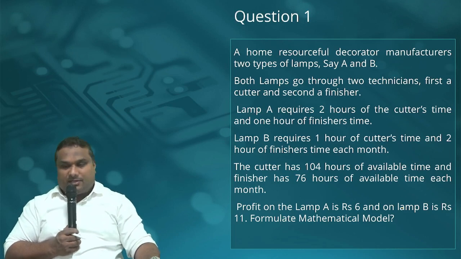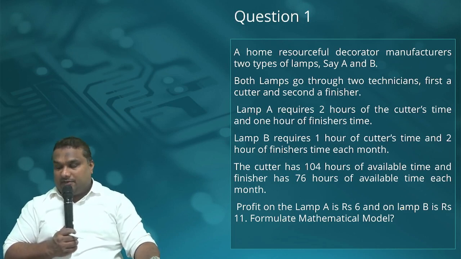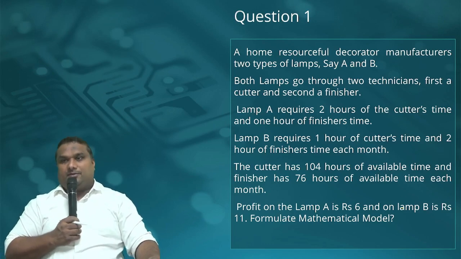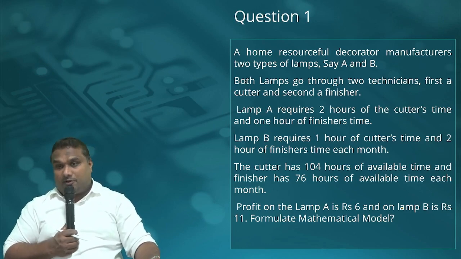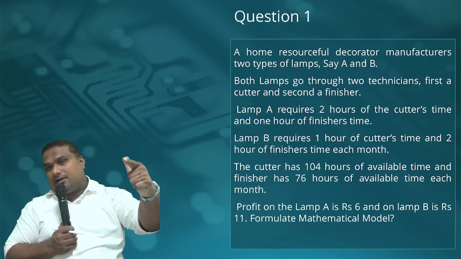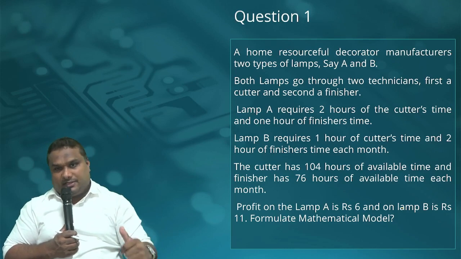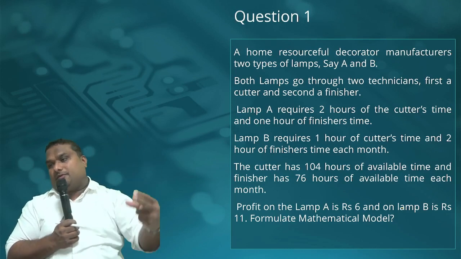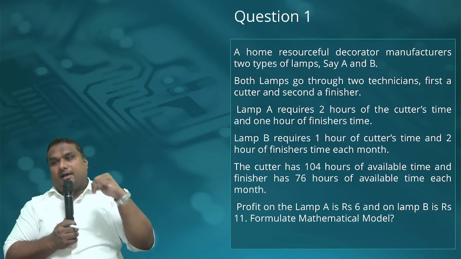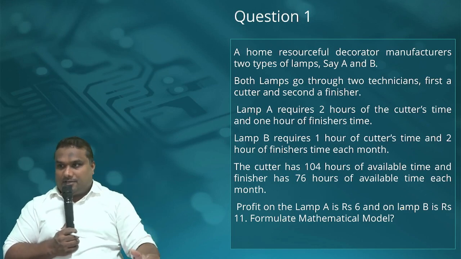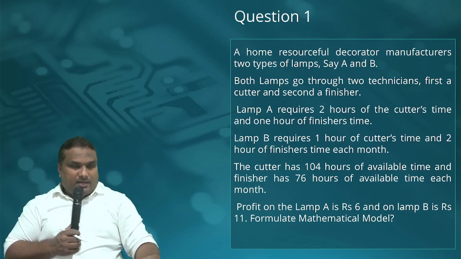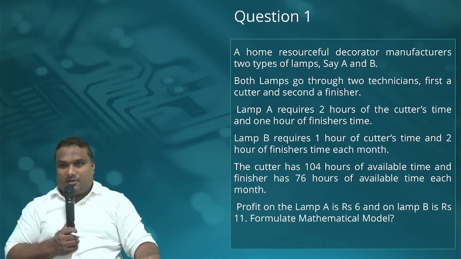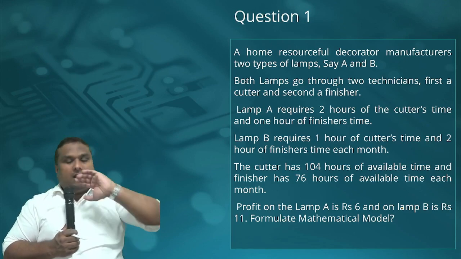The objective function will be maximization of profit. If the question is related to cost, the objective function will be minimization of cost. If it is profit, maximization of profit. If it is sales, maximization of sales. If it is revenue, maximization of revenue. If it is rating, maximization of rating. Understood, everybody?